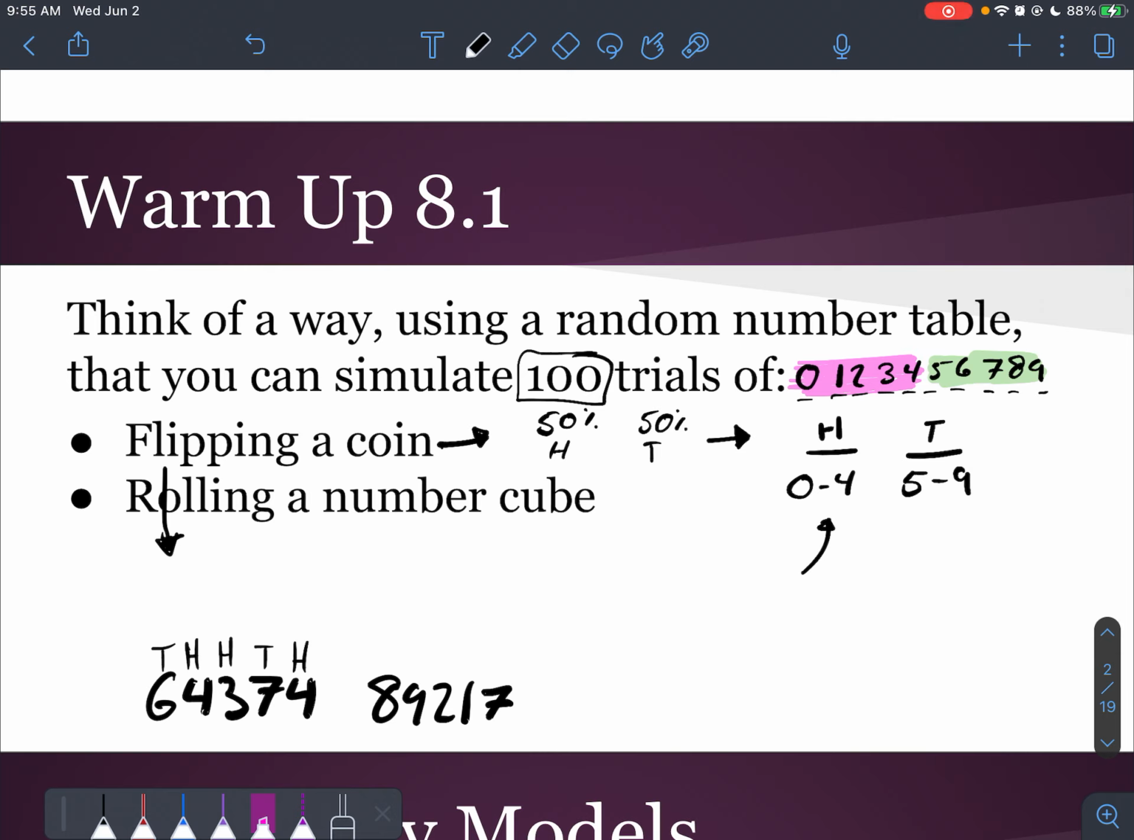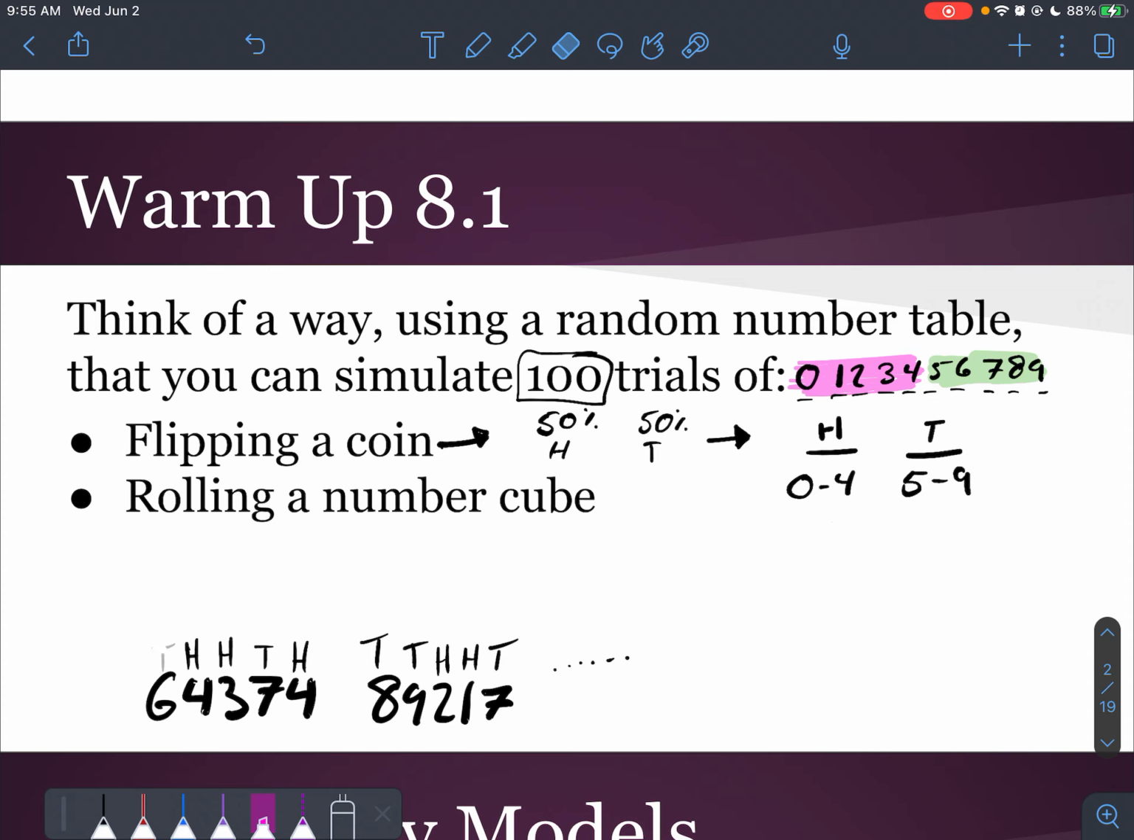Now see how this is quicker than actually flipping a coin. You don't have to chase it down, you don't have to pick it up, flip it, and run with it again. So we're simulating flipping a coin here. This would be tails, this would be tails, this would be heads, this would be heads, and this would be tails, right? So you would continue on in that manner for as long as it takes to get to your 100. So that would be flipping a coin.